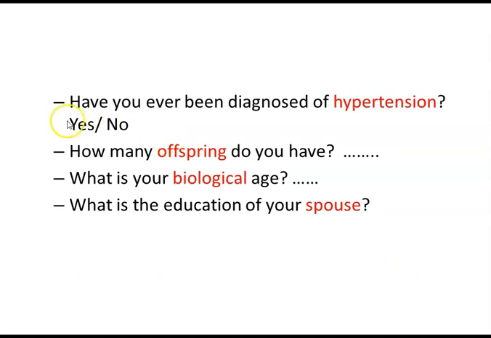Now I'm going to highlight the words that need to be changed. So here the word hypertension, it's a medical term. We need to change it with high blood pressure. Offspring is not the most familiar word. You can use children. Biological needs to be simply excluded. What is your age? Here the word spouse should be changed with wife or husband, which is a more familiar word than spouse.